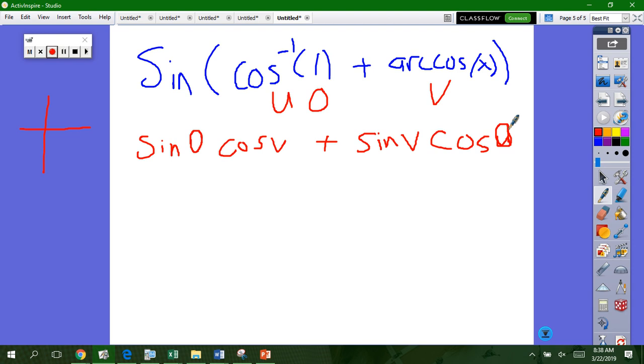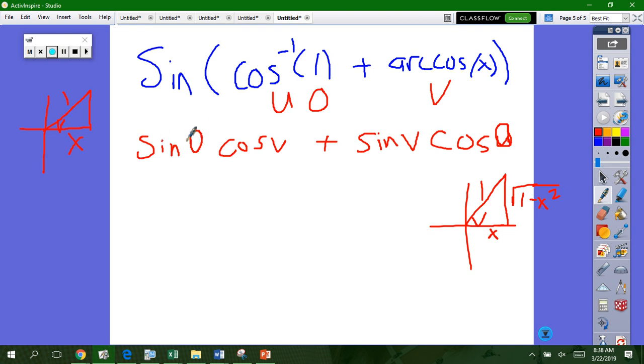Okay. So, notice, now here's V. So I'm going to draw a triangle. The arc cosine is x over 1, and I'm going to call that V for the angle. Here's V. The cosine of that is x over 1. So therefore, this guy is the square root of 1 minus x squared. Does everybody agree with that? We okay?